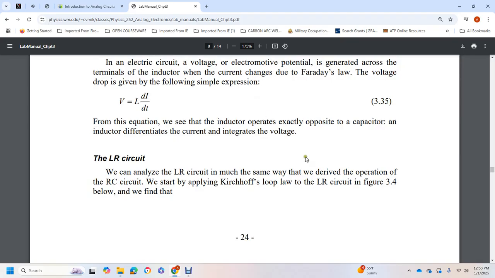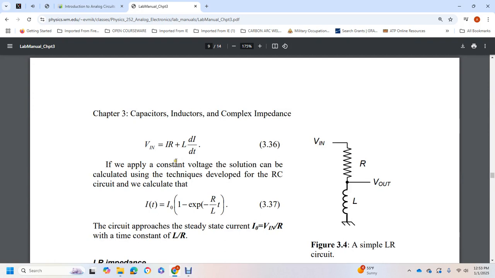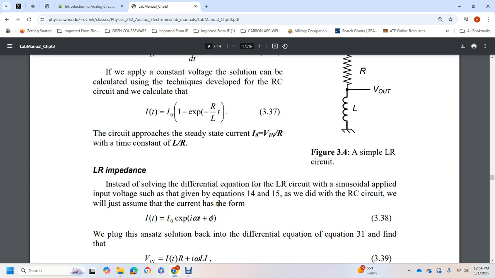We start with the Kirchhoff loop law for the inductor resistor circuit in figure 3.4 below. We find that the input voltage equals the current times the resistance plus the inductance times the derivative of the current with respect to time. Applying a constant voltage, the solution is calculated with the technique we developed for the resistor capacitor circuit. The current as a function of time is I of t equals I output times the exponential of negative resistance over inductance times time. The current approaches the input voltage over the resistance, with a time constant equal to the inductance over the resistance.